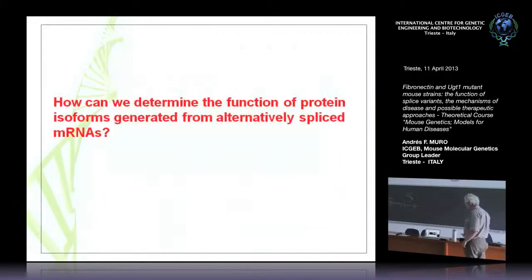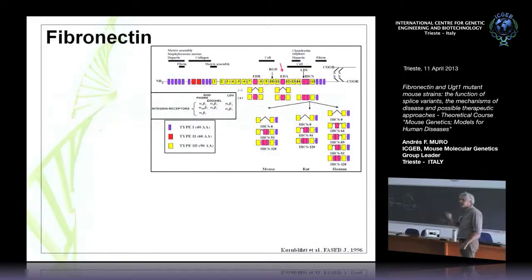So the idea is how we can determine the function of proteins generated by alternative splicing. And first, we selected a model, the fibronectin model. I thank Tito Baralle, who is here in the audience, for this selection. He was working on fibronectin splicing when I arrived at his lab. And we decided to study the function of this exon, the EDA exon.